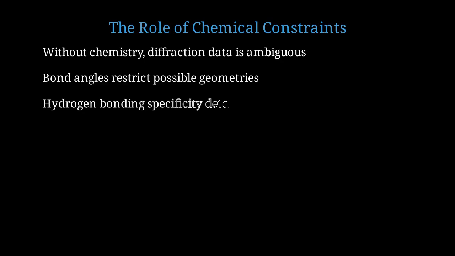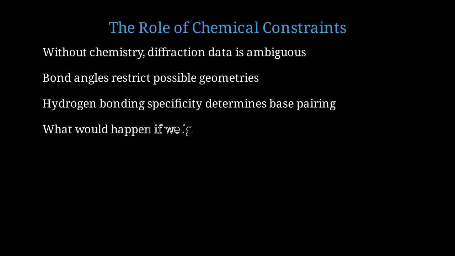The specificity of hydrogen bonding determines which bases can pair with each other. This is not arbitrary but follows from the electronic structure of the molecules. What would happen if we ignored chemical constraints and only used diffraction data? We would propose many impossible structures that could never exist in reality. Chemistry is essential for guiding us to the correct answer.